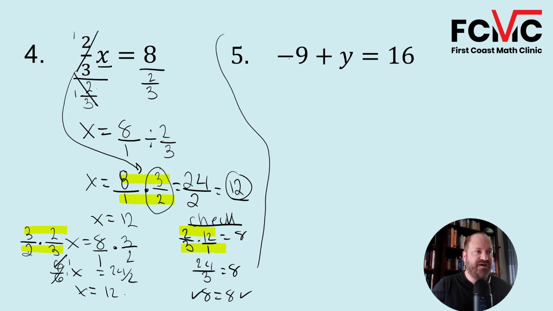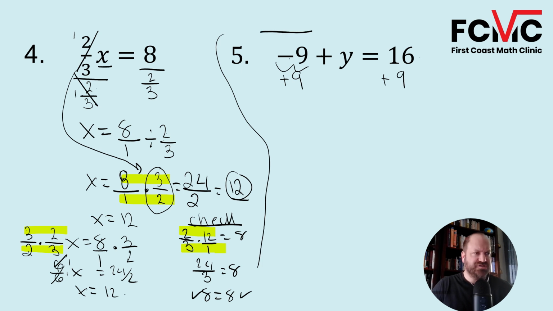Number 5, I've got -9 plus y equals 16. So we want to get the y by itself. Let's see what's happening with that 9, this value on the left side? Well, it's -9 plus y, but what's the sign on the 9? The 9 is negative, so it's actually being subtracted from that left side. So to undo subtracting, we need to add the 9 and add the 9.